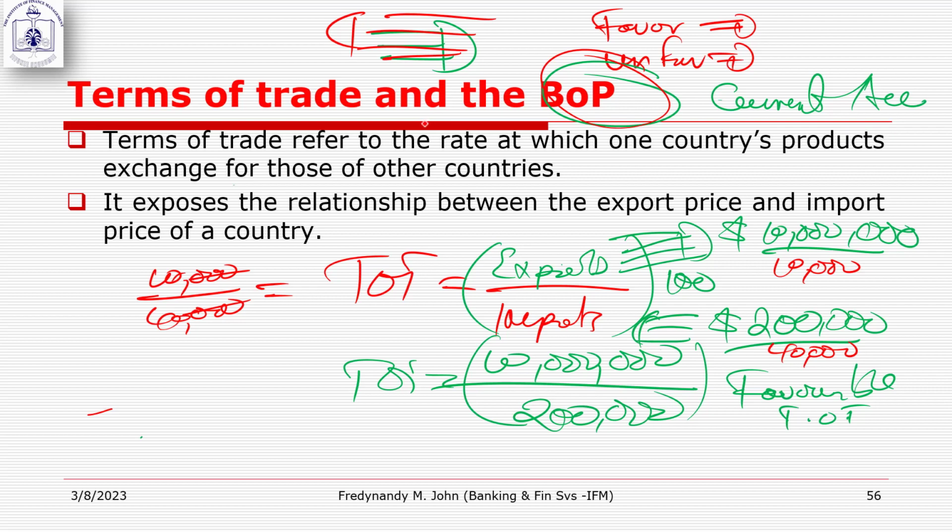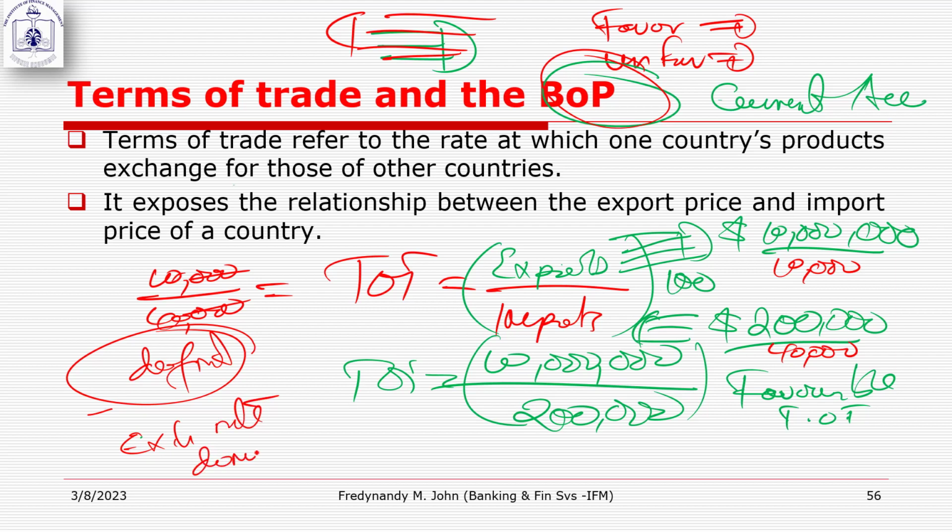Now, this will have some kind of multiplying effect. It won't only affect the current account, in the sense that the current account is going to be in deficit, but even the exchange rate of the domestic currency against foreign currency will be hampered, affected by the negative or unfavorable terms of trade.